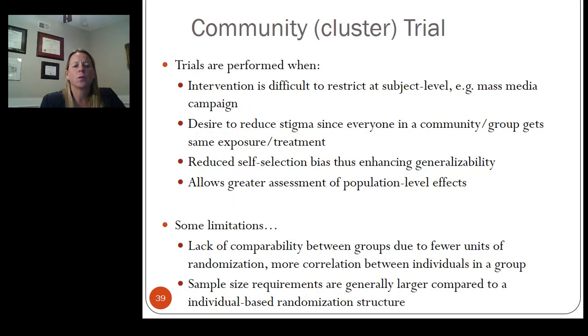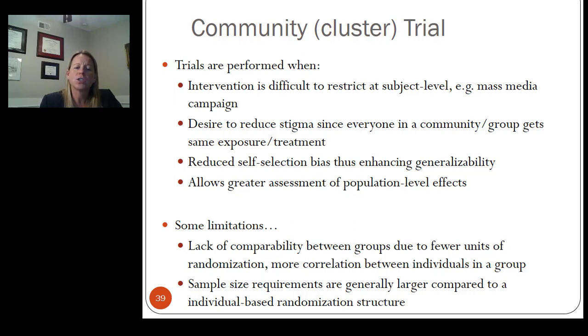These trials are performed when intervention is difficult to restrict to the subject level, as I said. Also when there's a desire to reduce stigma because everyone in a community or group gets the same exposure and the same treatment. It also reduces self-selection bias, thus enhancing the generalizability of the results. And it also allows for greater assessment of population level effects.